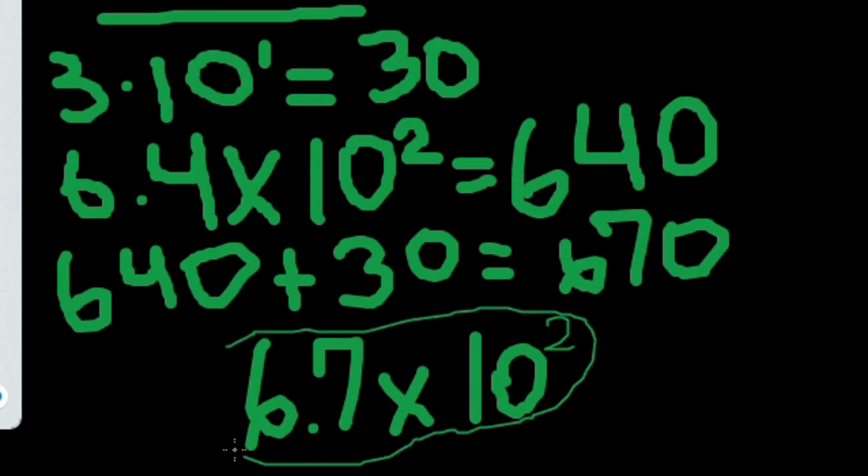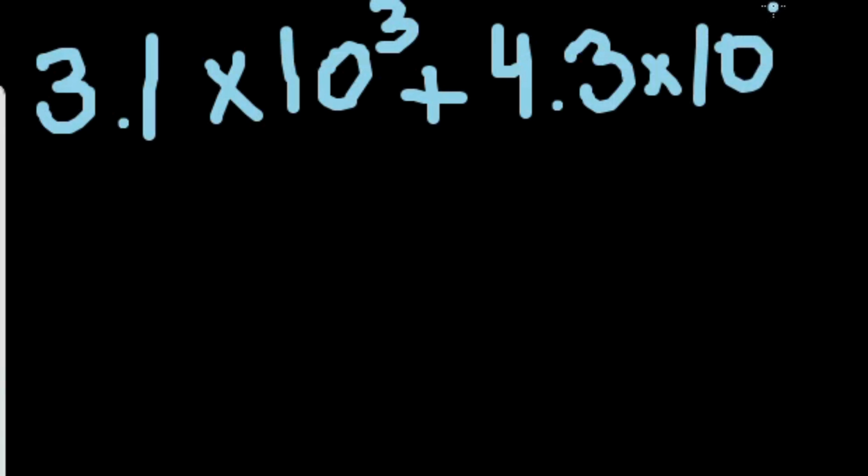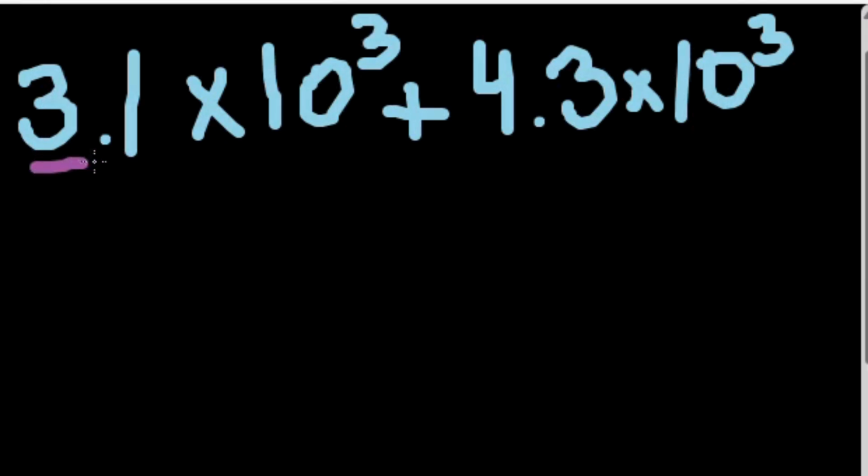Let's try to solve another problem. This time, the equation will have the same exponents. The next problem we will try is 3.1 times 10 to the third power plus 4.3 times 10 to the third power. Since we have two of the same exponents this time, it will be a lot simpler.